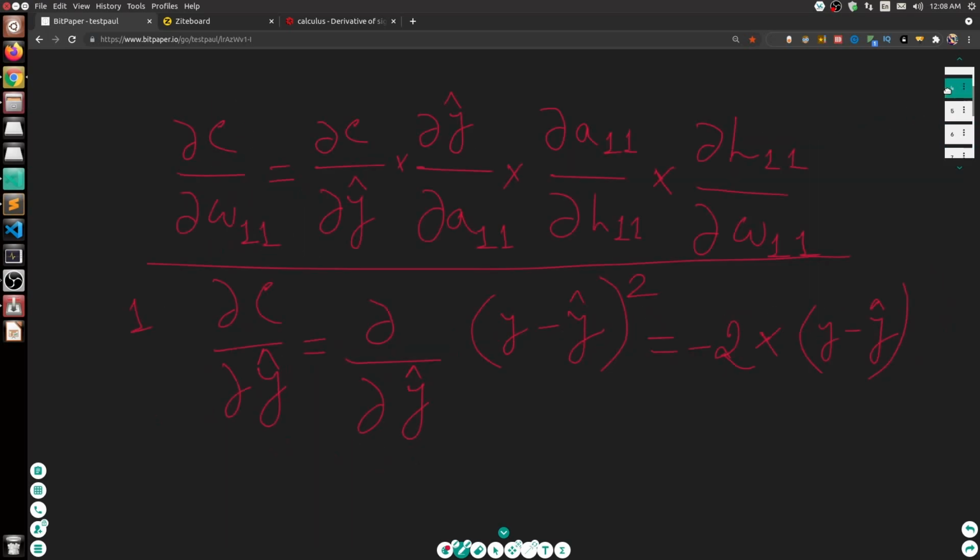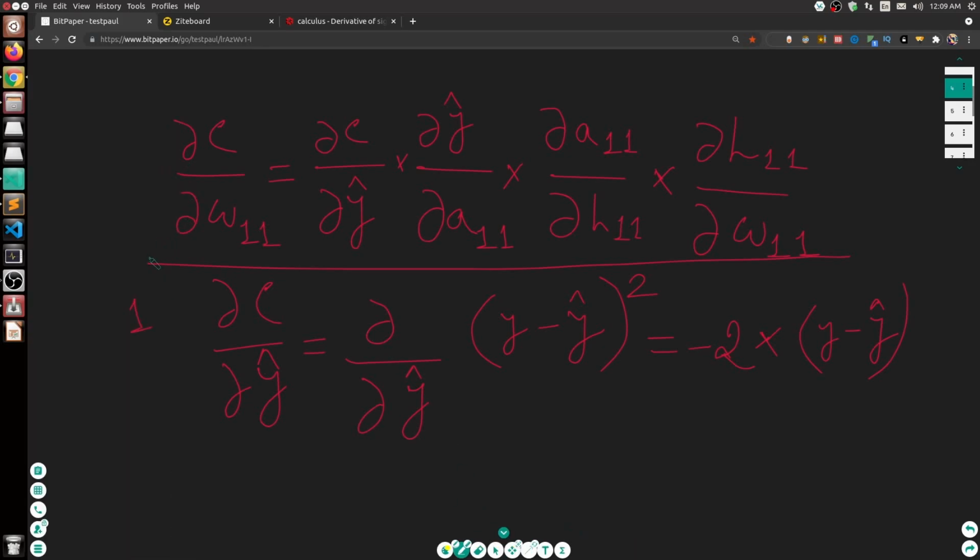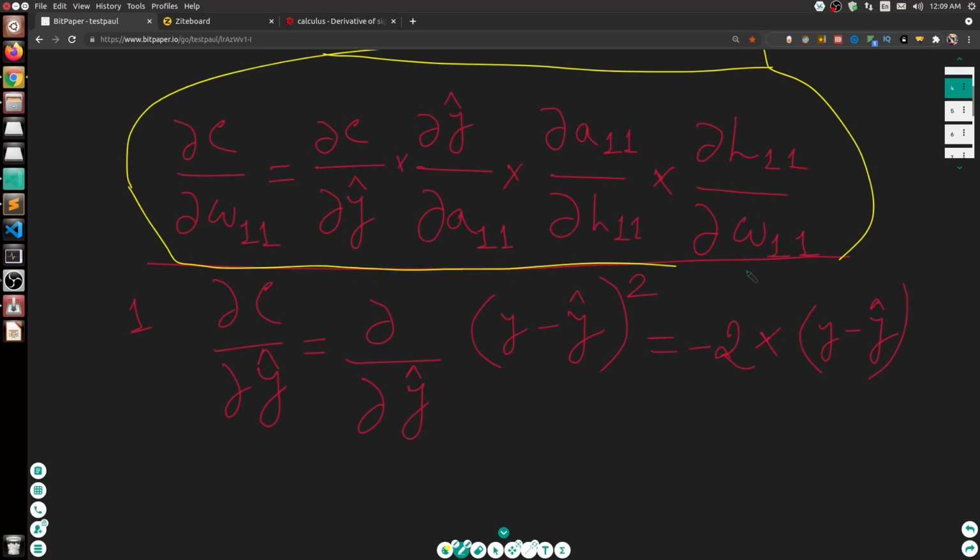So what we just did is this was our chain rule. Let me change the color. So this is our expansion for calculating the rate of change of cost with respect to a single weight W11, and we just calculated now the individual values of these four individual partial differential expressions. Now to get the final result, we just need to multiply all the individual results that we got. So let's do that.